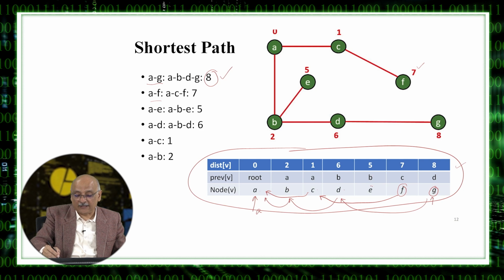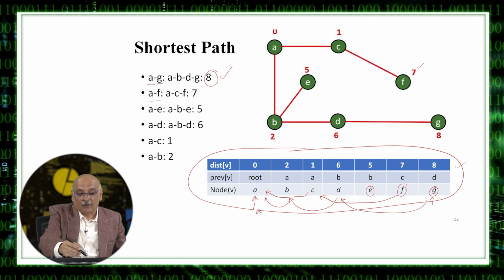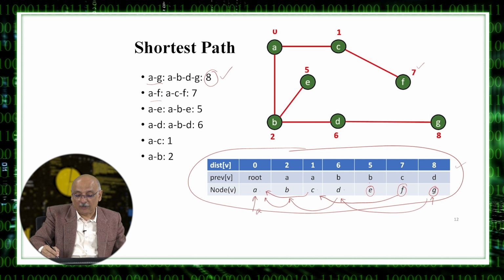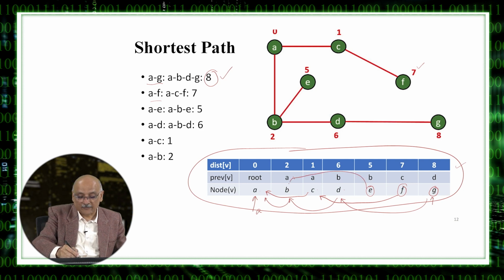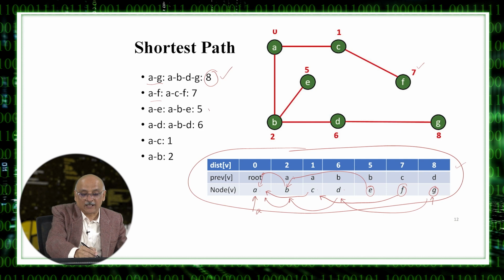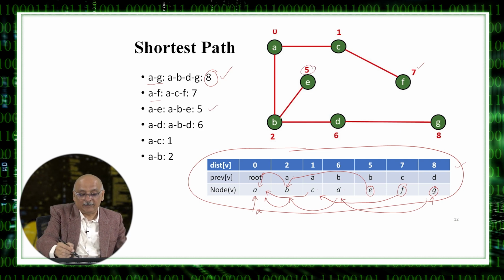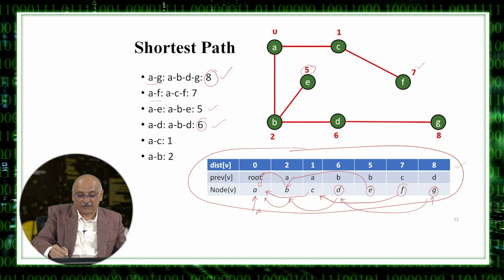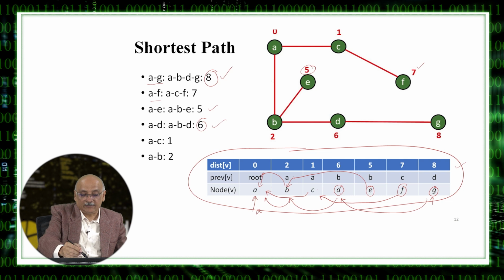Now for E, what is the path? Obviously A, B, E. But how do we know? E to B and B to A. So A, B, E is going to be the smallest path with a weight of 5. Now A to D is going to be A, B, D, which is with a weight of 6. And this can be determined here also: D's predecessor is B, and so A, B and D.